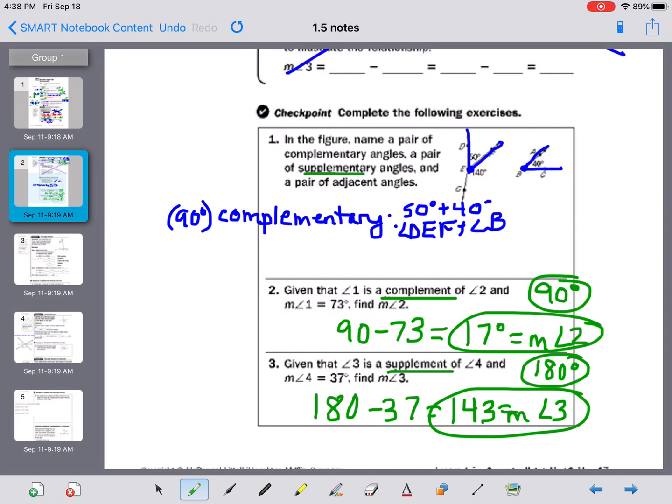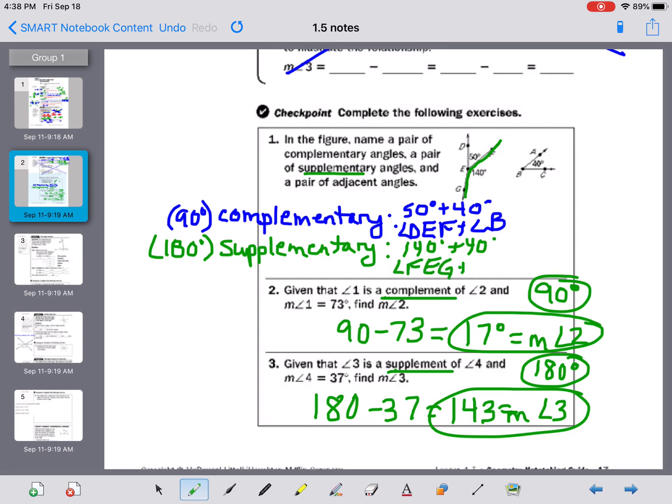Next one, supplementary angles. So I'm going for supplementary angles in my same picture. Okay, and I should be remembering that supplementary is 180. So let me erase these so I can see a little better. Supplementary, 2 numbers that add up to 180. I see a 140 and a 40. So the 140 is named angle FEG, and the 40 degrees is named angle B again, okay? I can call it ABC again.